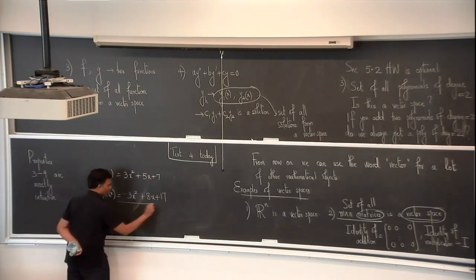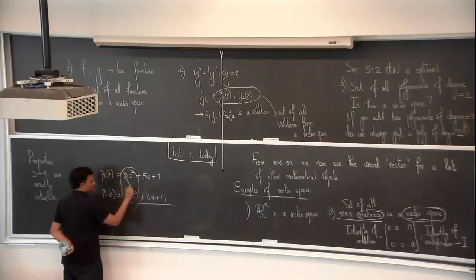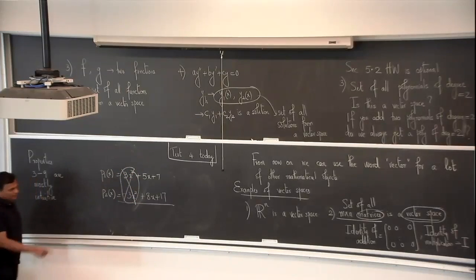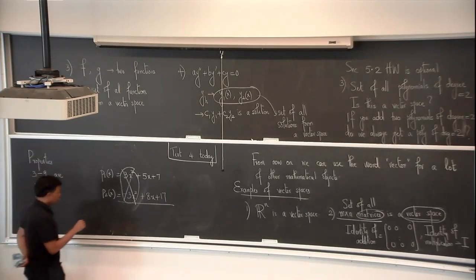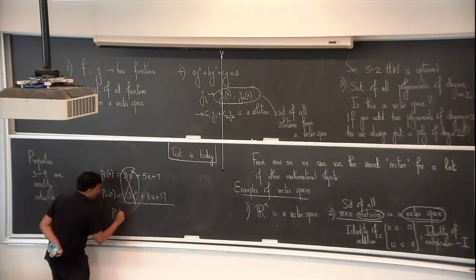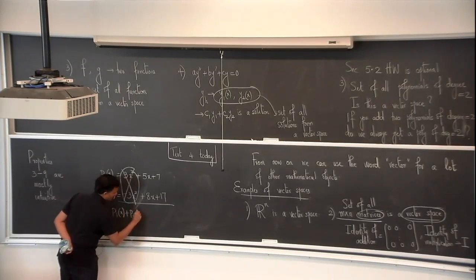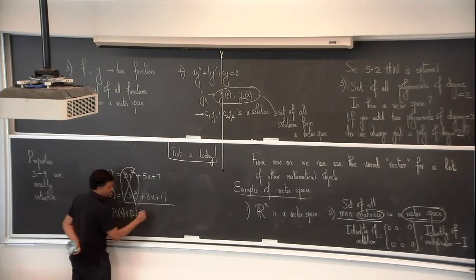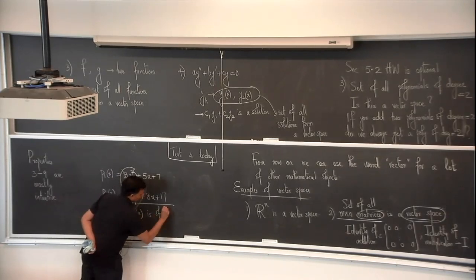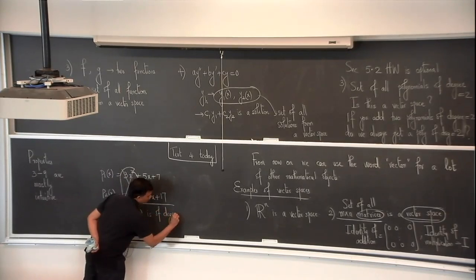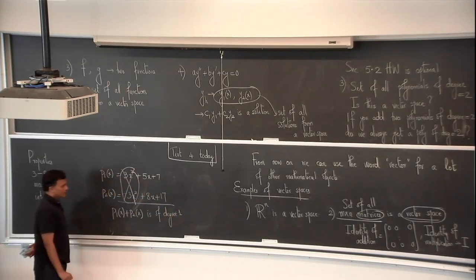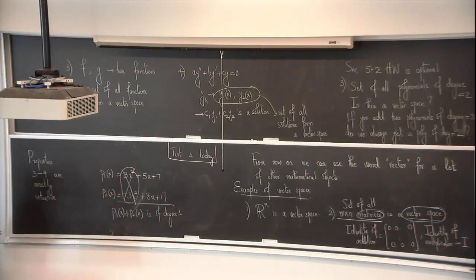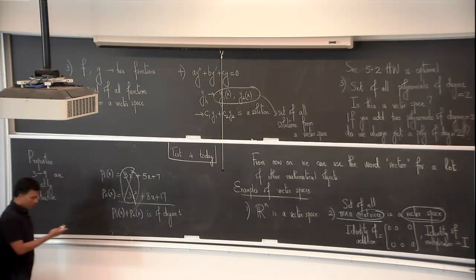The whole idea is that we were able to get rid of the requirement that the degree of the polynomial was equal to 2. So P1 plus P2 is of degree 1 now, which means that it is not a vector space, because you went outside of the set when you added the two together.